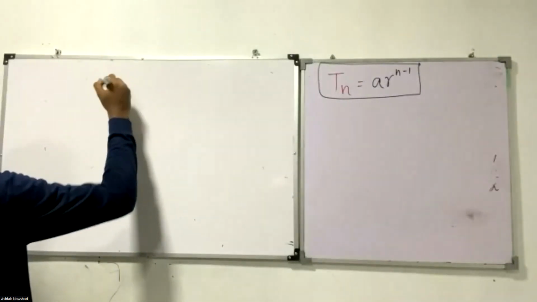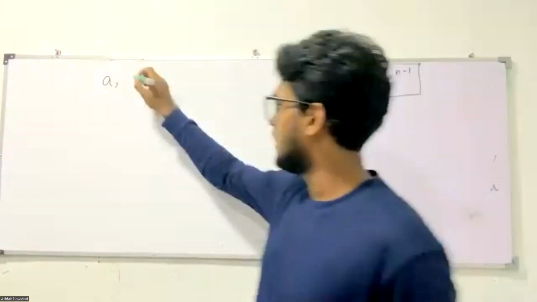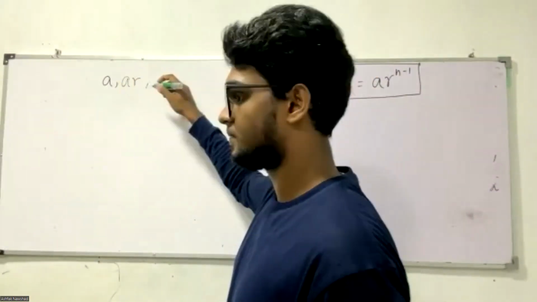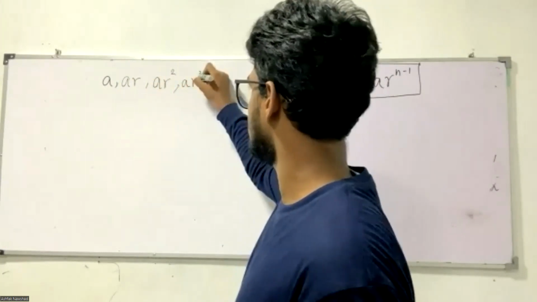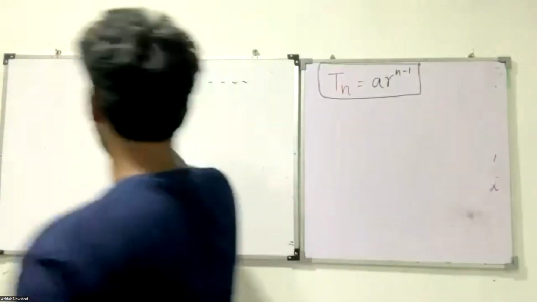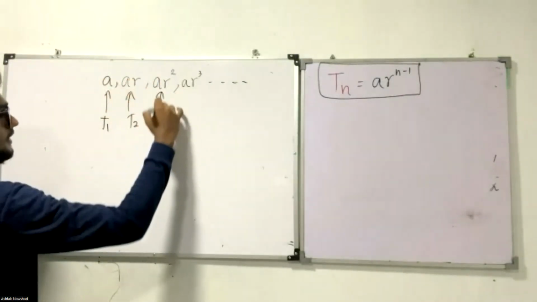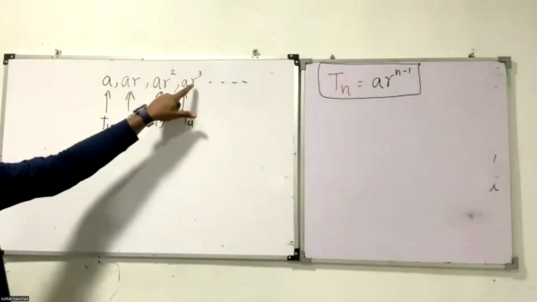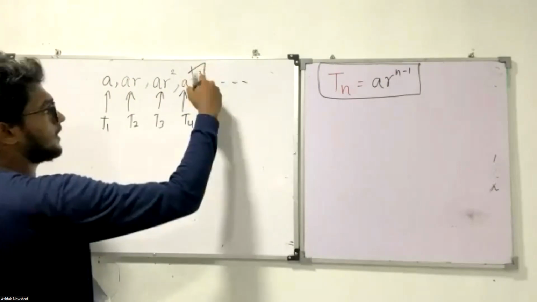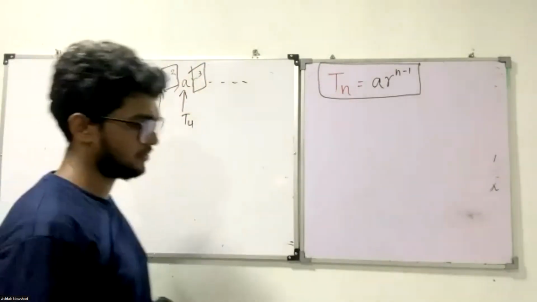The first term in any progression, as I said, is A, and the second term we get by multiplying by R, that's AR, and then AR squared, AR to the power 3, and so on. This is T1, this is T2, T3, T4. As you can see, here it's 4 minus 1, 3 minus 1, 2 minus 1, likewise.